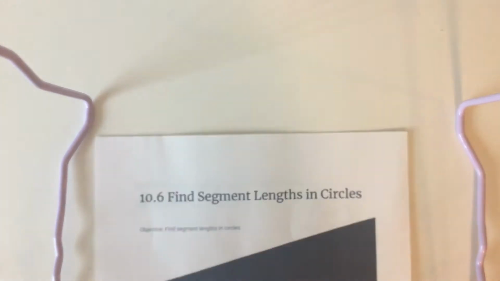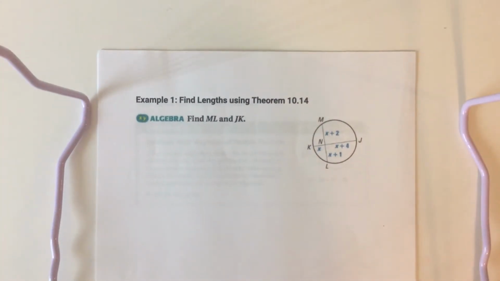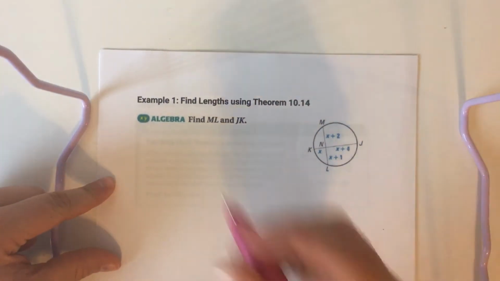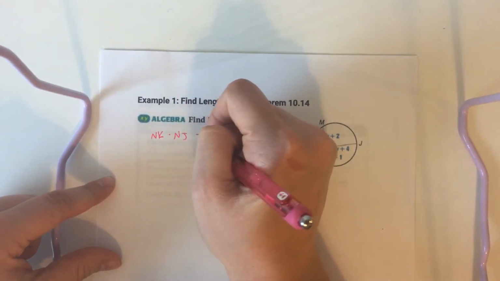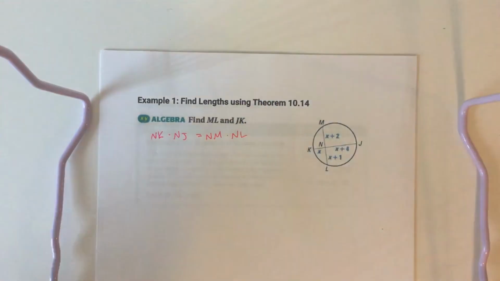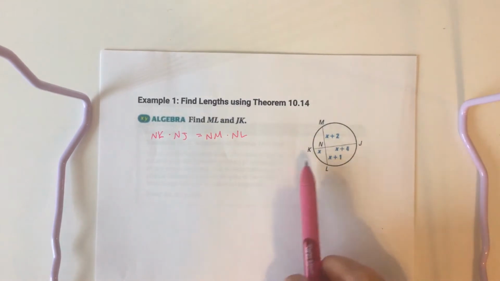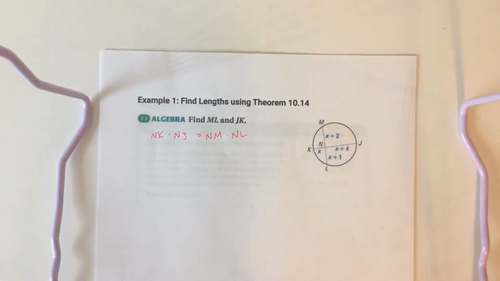So let's see what that looks like in an example. So we're just finding the length of ML and JK. Again, we know that we have that theorem we can use, and that theorem tells us that NK times NJ is going to equal NM times NL. That's what that theorem says we can do. We can multiply the pieces together. So NK times NJ equals NM times NL.